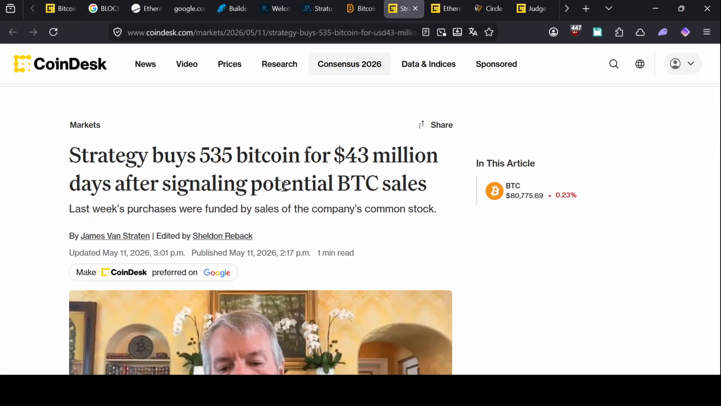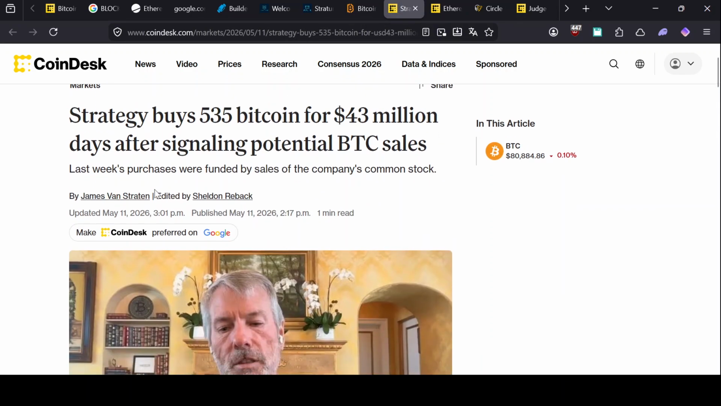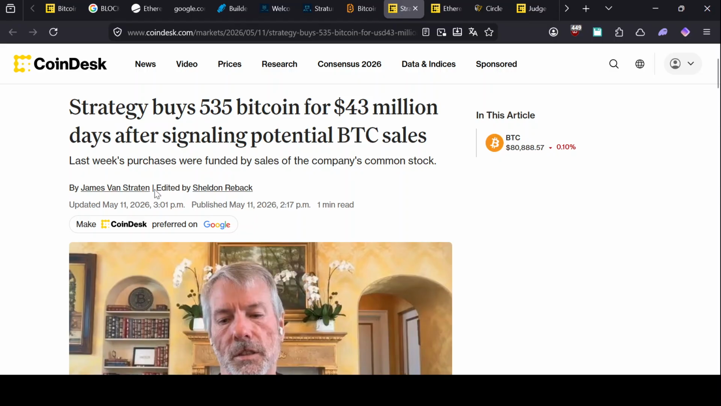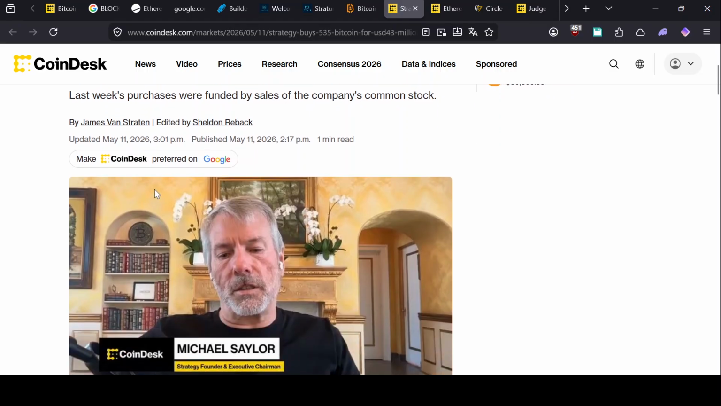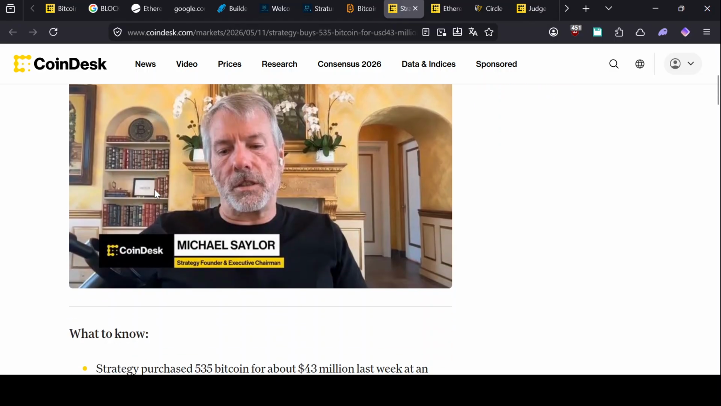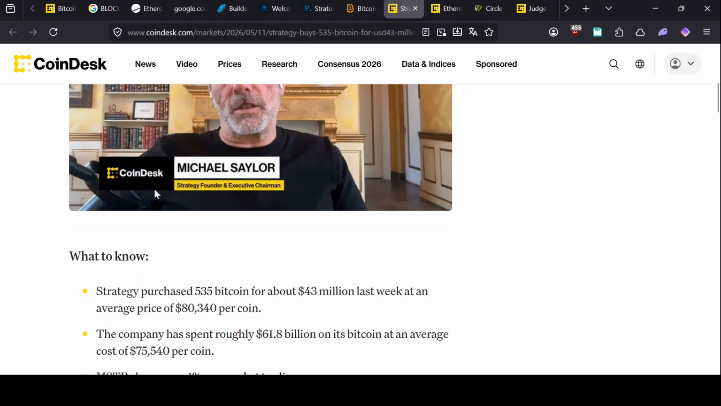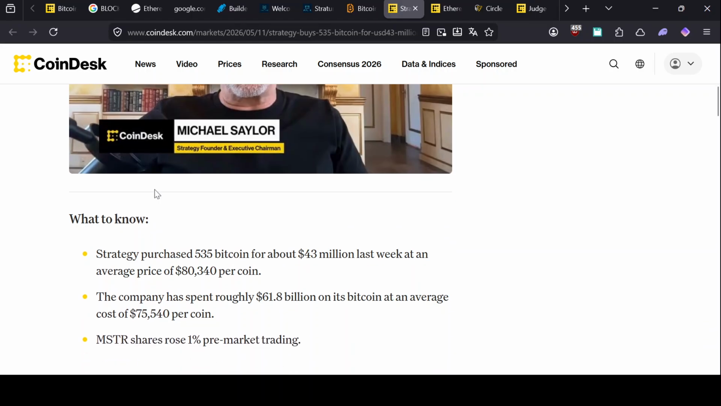Let's talk about Strategy. Strategy is slowing down its purchases a little bit. They just bought 535 Bitcoin worth around $43 million. Honestly, the buying pattern is a bit strange. Sometimes we see purchases worth more than $1 billion, and then sometimes we see purchases of just $43 million, which is almost negligible for them.